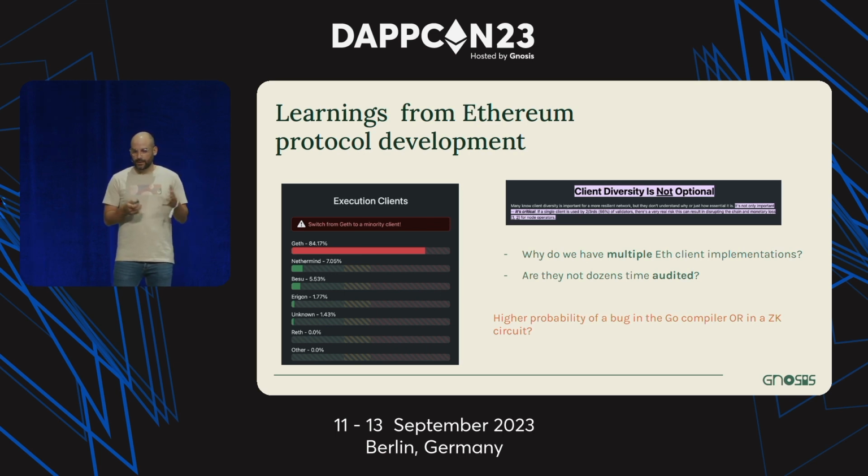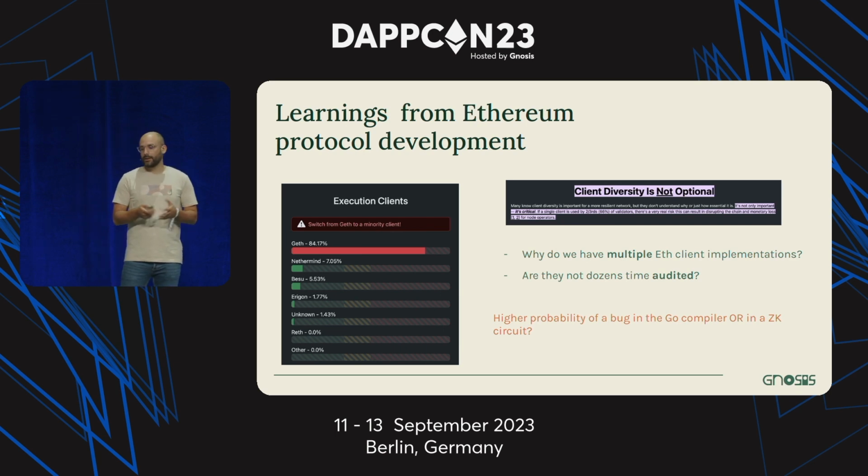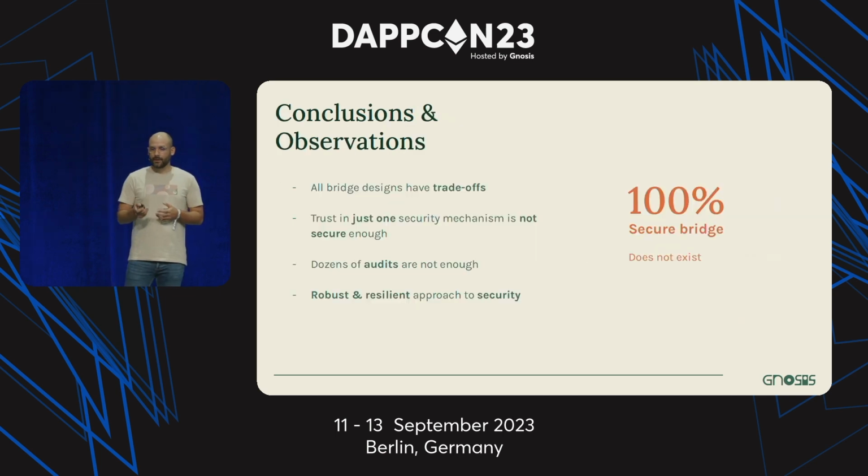So we need to look at client diversity. And a key takeaway question here, maybe a rhetorical question: is there a higher probability of a bug in the Go compiler or in a highly complex math-based circuit?